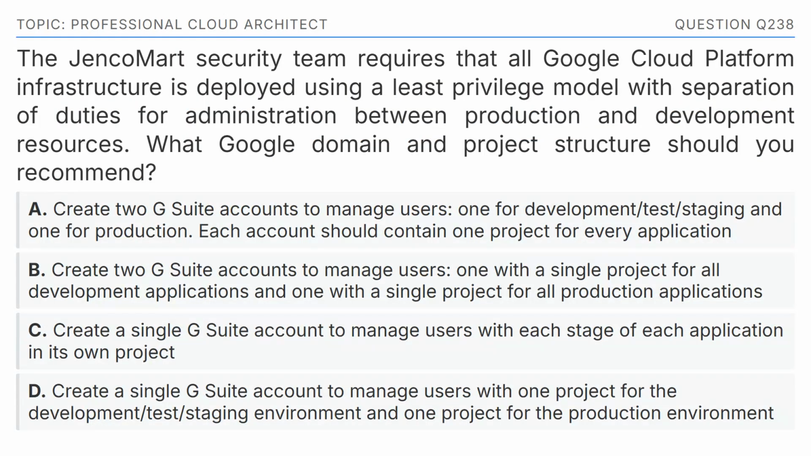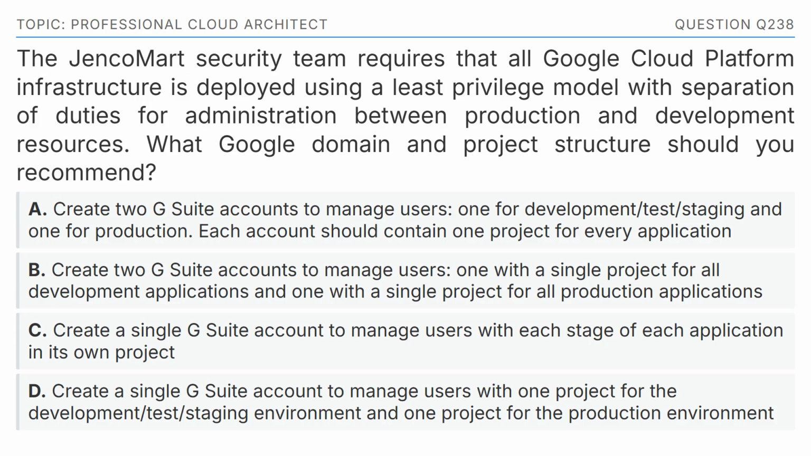The JenkoMart security team requires that all Google Cloud Platform infrastructure is deployed using a least privilege model with separation of duties for administration between production and development resources. What Google domain and project structure should you recommend? The options are: Option A. Create 2 G Suite accounts to manage users, one for development/test/staging and one for production. Each account should contain one project for every application.